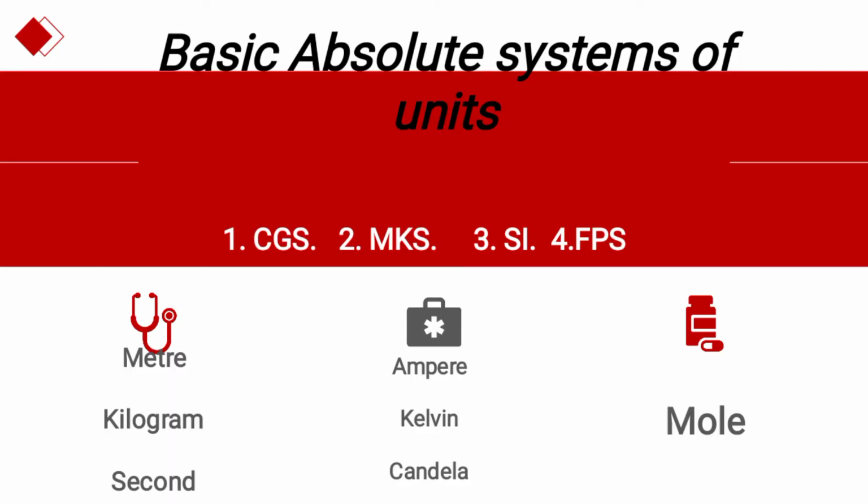So now, basic absolute systems of units. Some basic absolute systems of units presented here are the CGS system, MKS system, SI system, and FPS system. We know that CGS means centimeter gram second, MKS means meter kilogram second, SI means international system of units, and FPS means foot pound second. The most accurate system is the SI system.